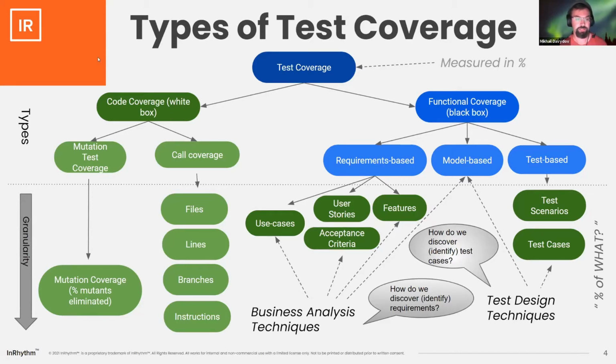So all this is what we call white box testing. White box means that we have access to the source code, and we are checking whether every line of the source code is covered with tests.